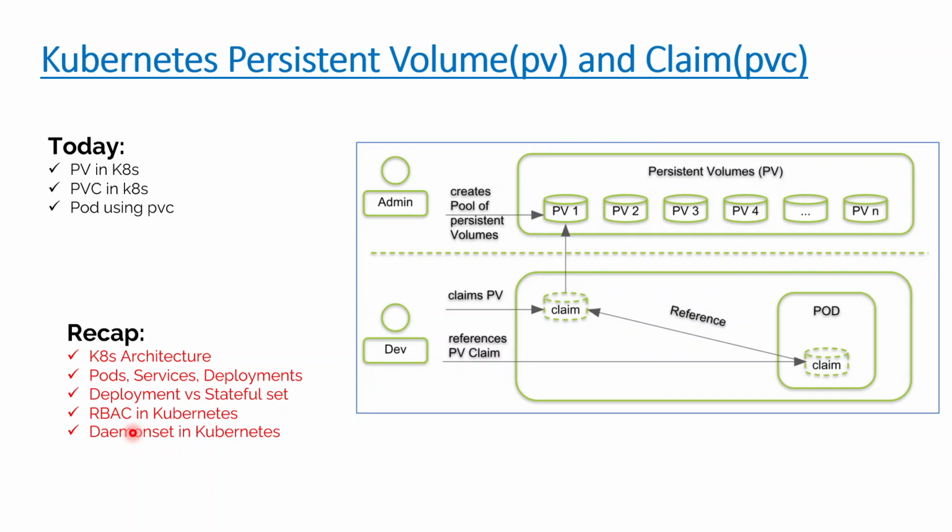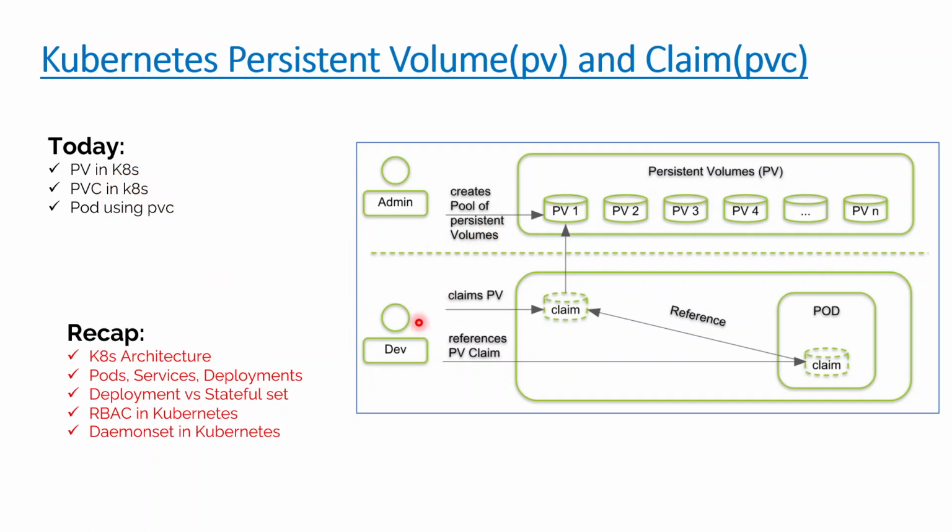And after that, we understood what a pod, service and deployment are, then the difference between a deployment and a stateful set for stateless and stateful applications, and then role-based access in Kubernetes and how we deploy it. Finally, we saw the daemon set and how we deploy it in Kubernetes. So today we'll be looking into the persistent volume and PVC. What is this and how can we use it in our pod?